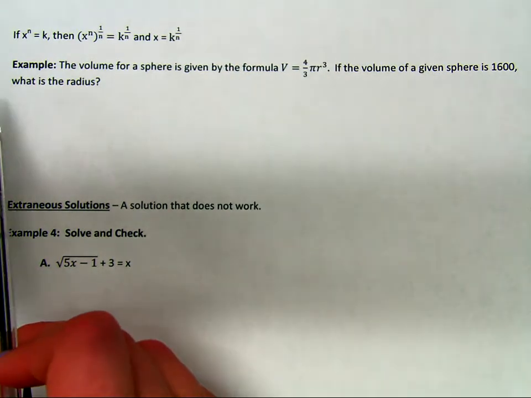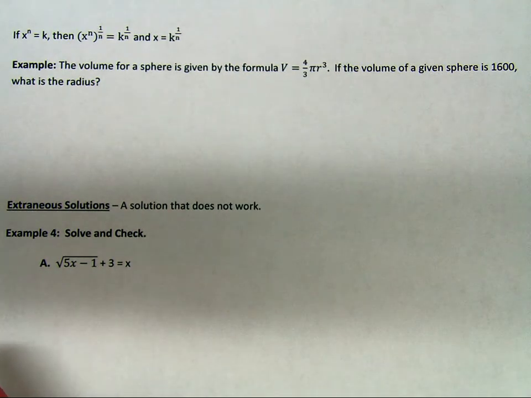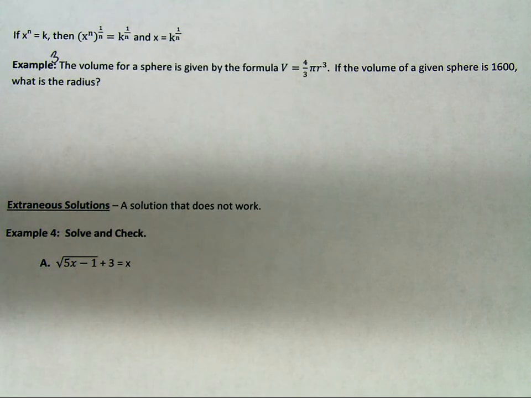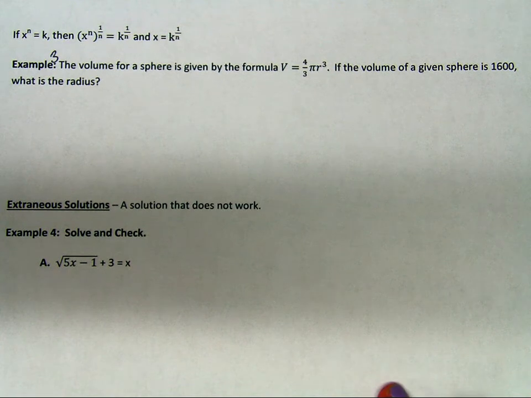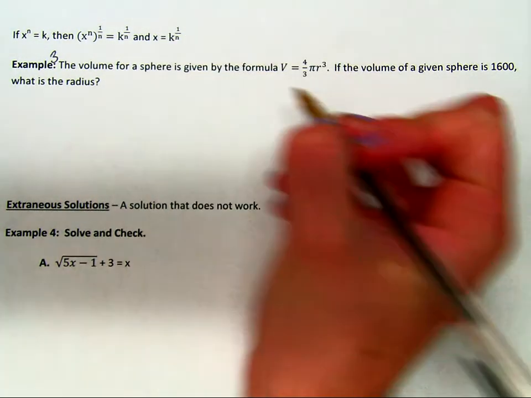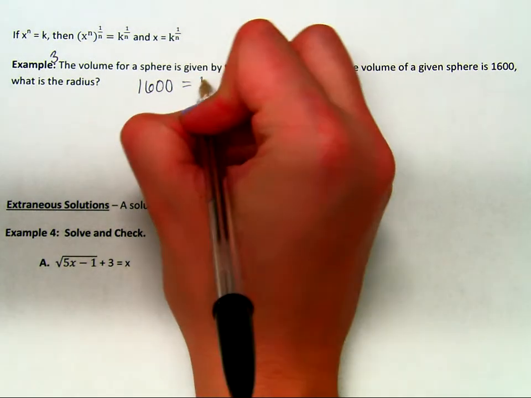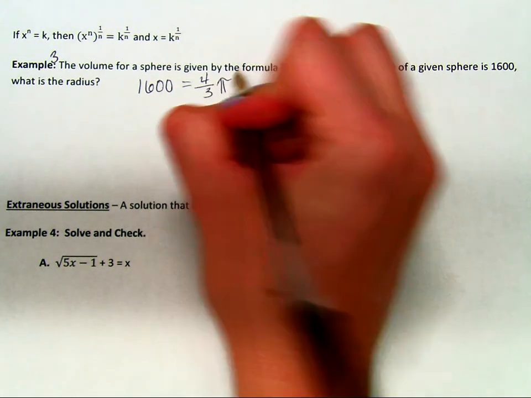So let's use it here on our volume formula for a sphere. And this is example 3. So the volume for a sphere is given by the formula V equals 4/3 pi r cubed. If the volume of a given sphere is 1600, what is the radius? Okay, so 1600 is my volume, so I can plug that in for V. And I'm looking for my radius. So essentially I'm just solving this equation for r.